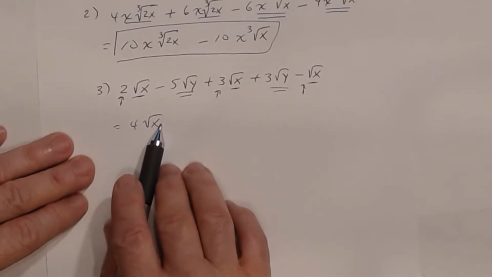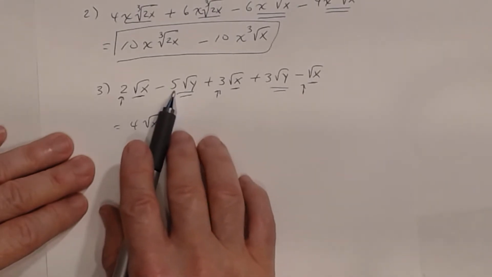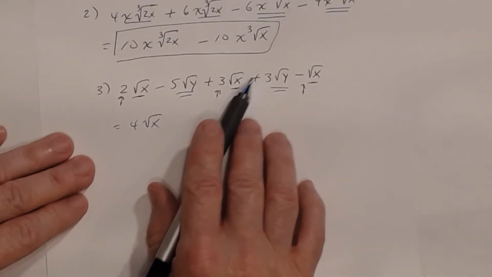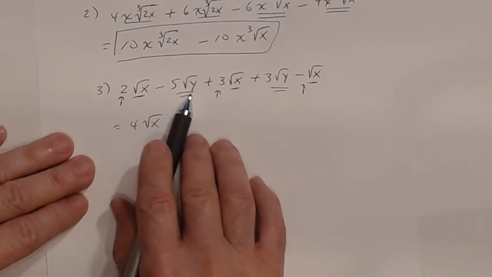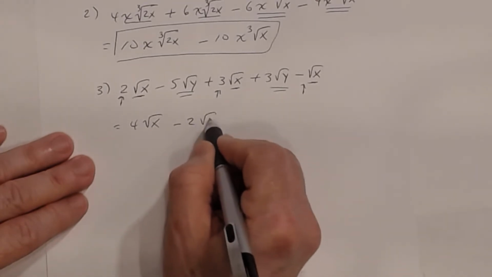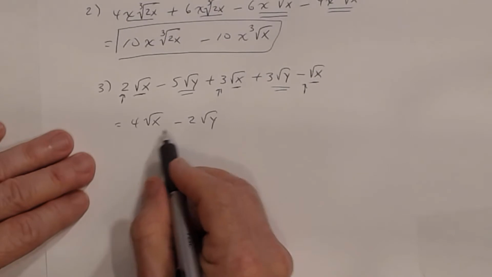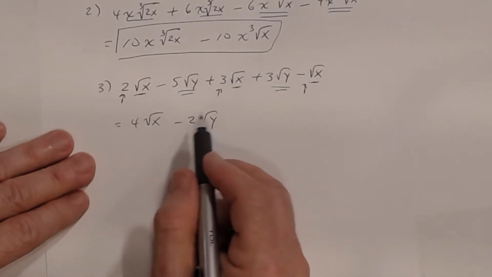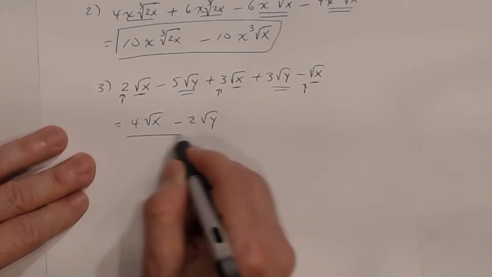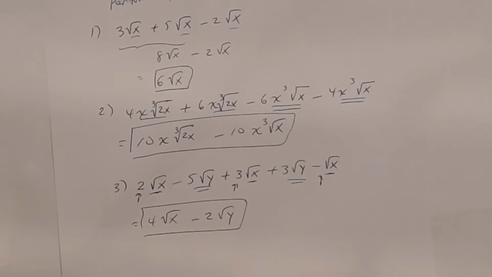Now let's do the square root of y's. I have a negative 5 and a positive 3. A negative 5 square root of y and a positive 3 square root of y is a negative 2 square root of y. And notice those are not like terms. Even though they're both square roots, the radicands are different. So that's your answer. That's all you do. So numbers 1, 2, and 3 were fairly easy to deal with.